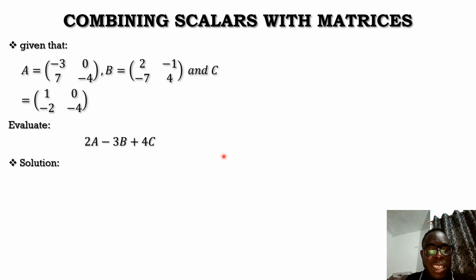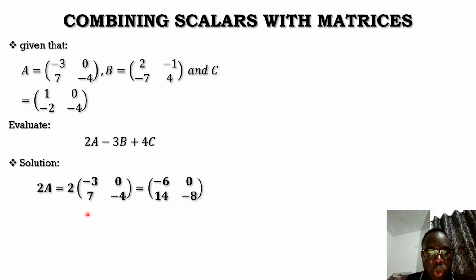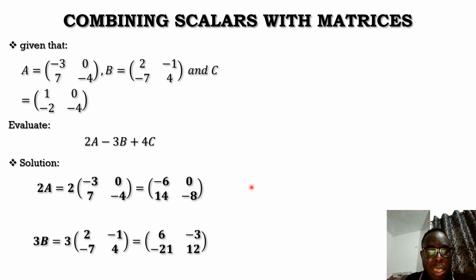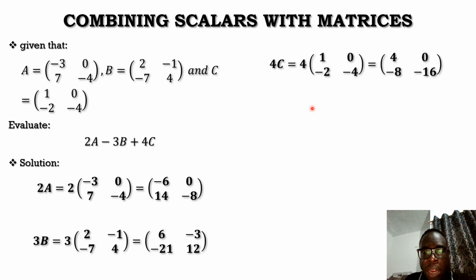I'll first find the result when the scalar 2 multiplies matrix A. So 2 multiplying matrix A will be 2 times -3, that's -6, 2 times 0, 0, 2 times 7, 14, 2 times -4, -8. Then the result when the scalar 3 multiplies B will also give us 6, -3, -21, and 12. Then the result when the scalar 4 multiplies matrix C will be 4, 0, -8, -16, because 4 times -4 is -16, 4 times -2 is -8, 4 times 0 is 0, 4 times 1 is 4.